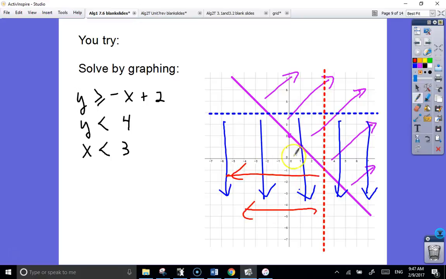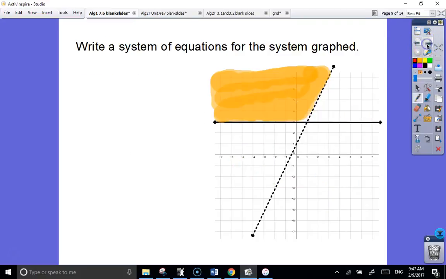So where do all of those overlap? In this little triangle right here. Okay, next. Let's write a system then for this system of inequalities.